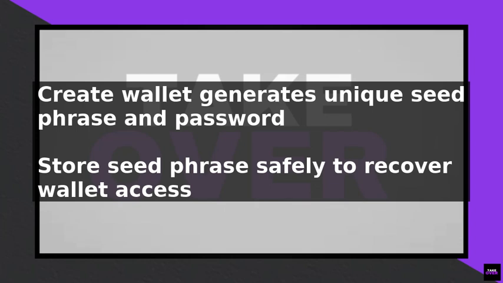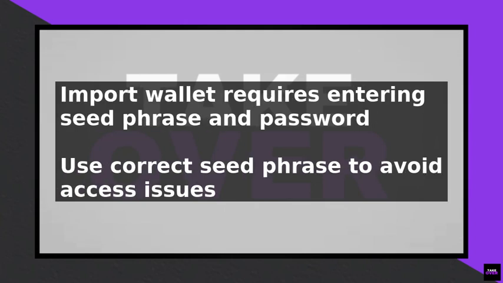To connect to a specific network, such as the Ethereum mainnet or a test network, click on the Network drop-down menu and select the network you want to connect to. To add a custom network, click on the Add Network button and enter the network details, including the network name, RPC URL, chain ID, and currency symbol. Make sure to use the correct network details to avoid any issues with your transactions.